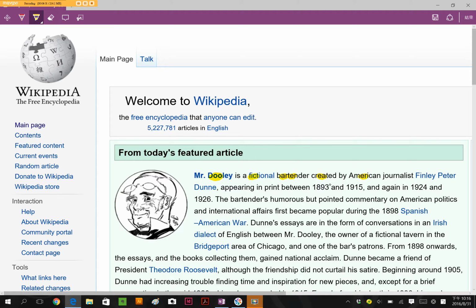Mr. Dooley is a fictional bartender created by American journalist Finley Peter Dunne, appearing in print between 1893 and 1915, and again in 1924 and 1926. When practicing pronunciation, you can highlight the words you most need to stress, so you know where to add emphasis.